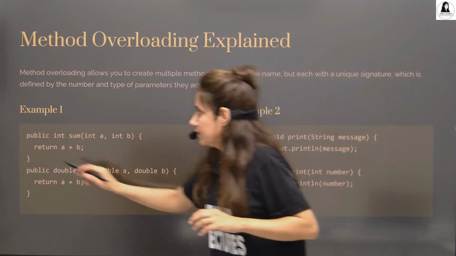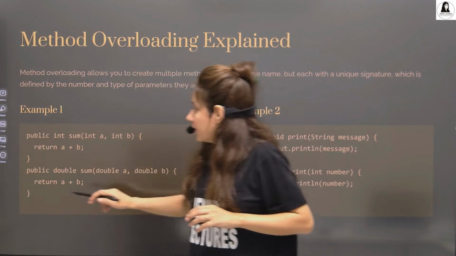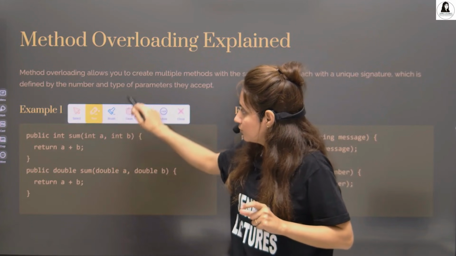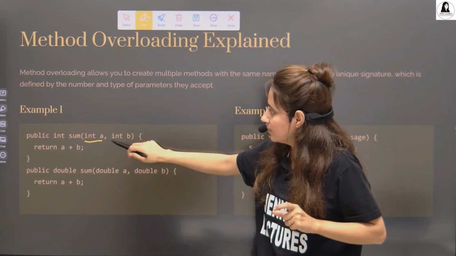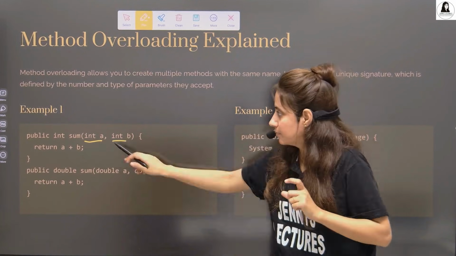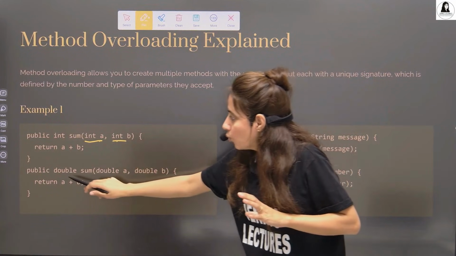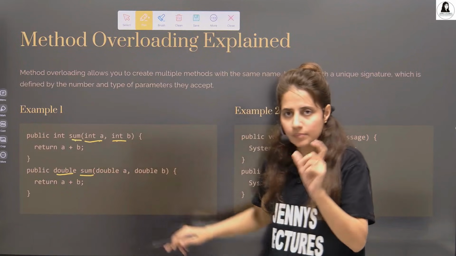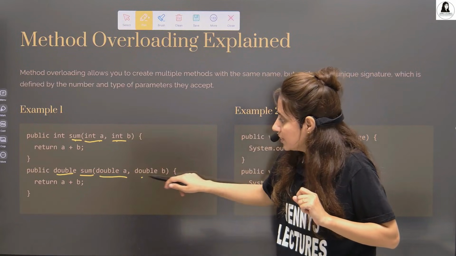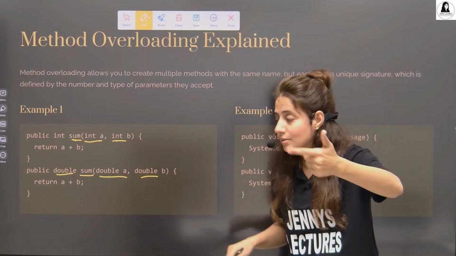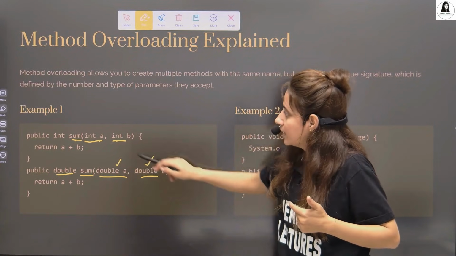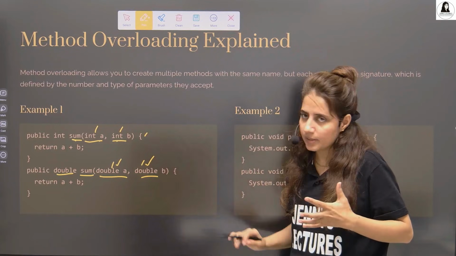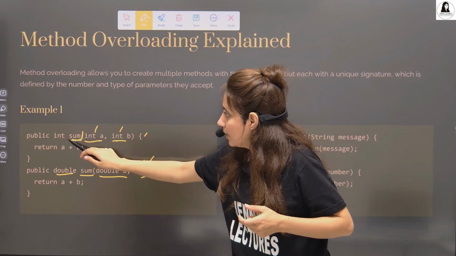Let's take this example. Here I have one method, that is sum. The return type of sum is int, and it accepts two parameters of int type, int a, int b. Another method has return type double, and the name is the same, sum. But here I am passing two parameters only, but the type of the parameter is different. Here I am passing int, here I am passing double. So this is how we can differentiate the methods. Here you need to take care that the name is the same.